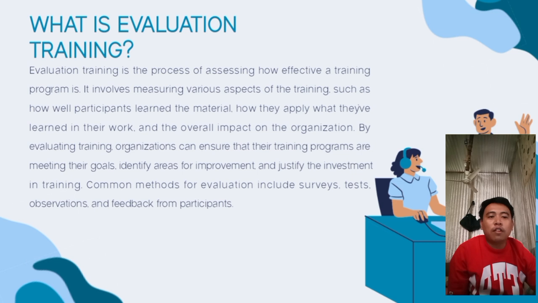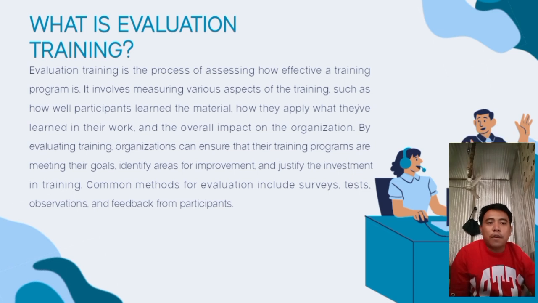By evaluating training, organizations can ensure that their training programs are meeting their goals, identify areas for improvement, and justify the investment in training. Common methods for evaluation include surveys, tests, observation, and feedback from participants. Example: a company measures improved employee productivity after training in time management. Explanation: this shows how the effectiveness of a training program can directly correlate with better performance outcomes, making evaluation essential to identify areas of impact.